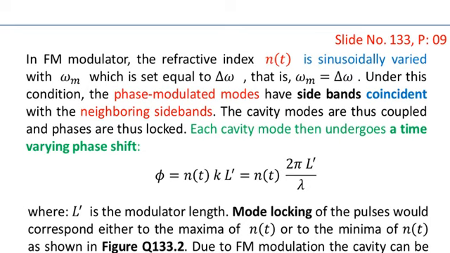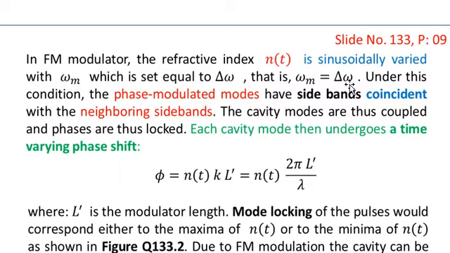Now next we want to talk about the FM modulator. Before that we have discussed the amplitude modulator, which is very popular in order to control the pulses, and now we are going to introduce the FM modulator. You know that in the FM modulator we introduce the frequency modulation, or equivalently the phase modulation. In the FM modulator, the refractive index n as a function of time is sinusoidally varied with omega m set equal to delta omega. That is, omega m is equal to delta omega.